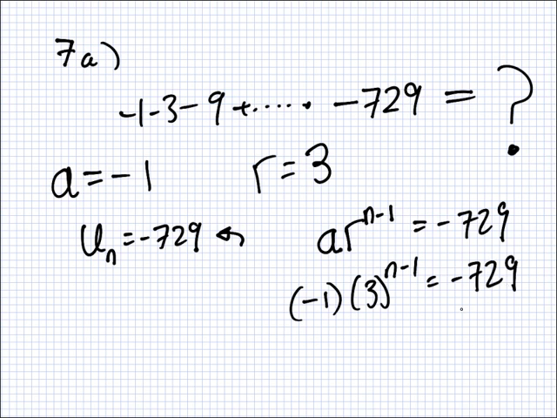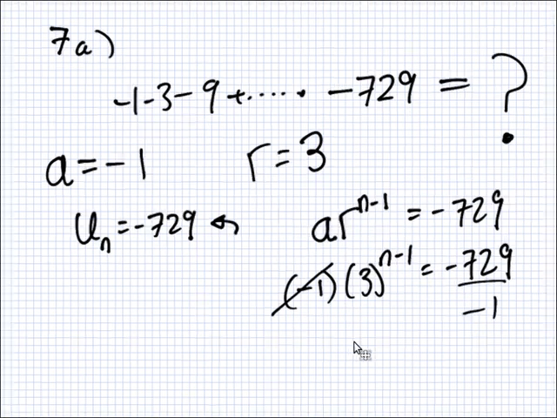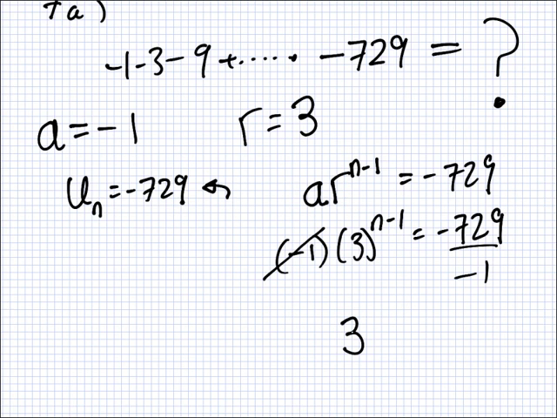Okay? I will divide by the minus 1. So now I get 3 power n minus 1 equals 729. I think you equate the 729 to 9 to the power of 3. You could do that, yeah.